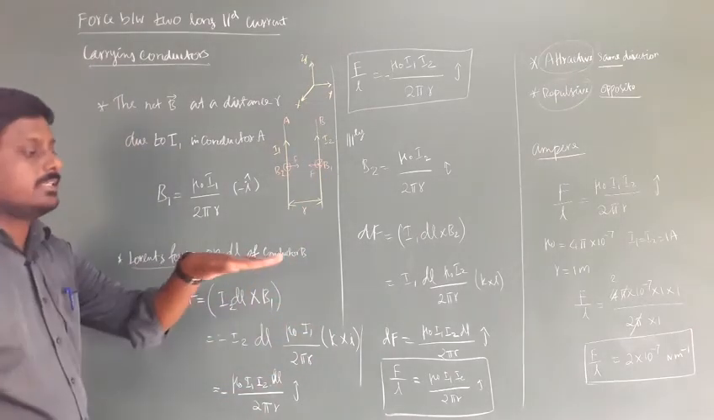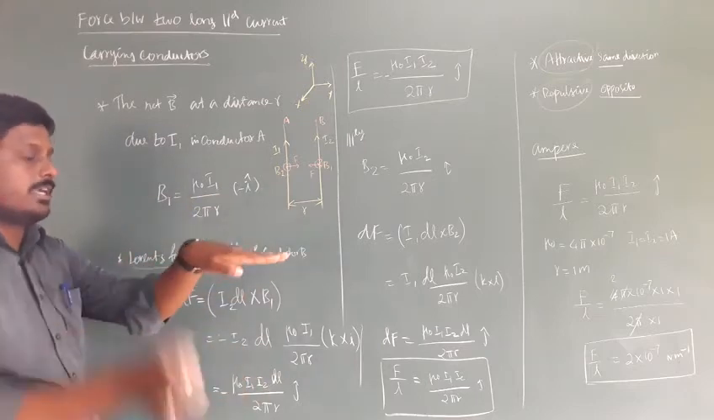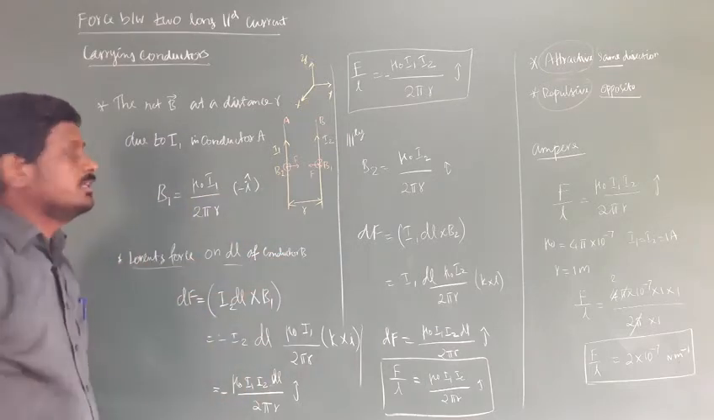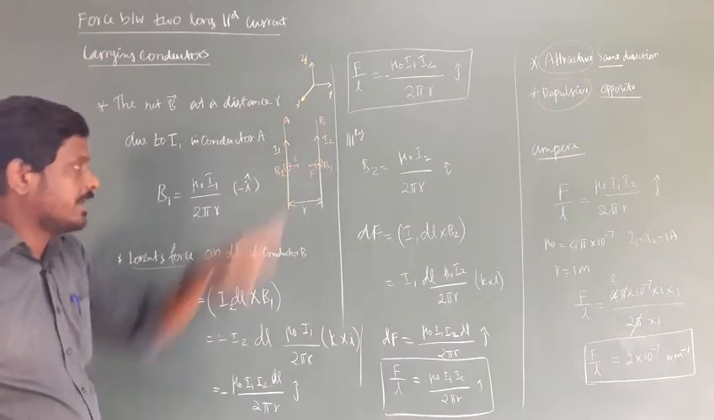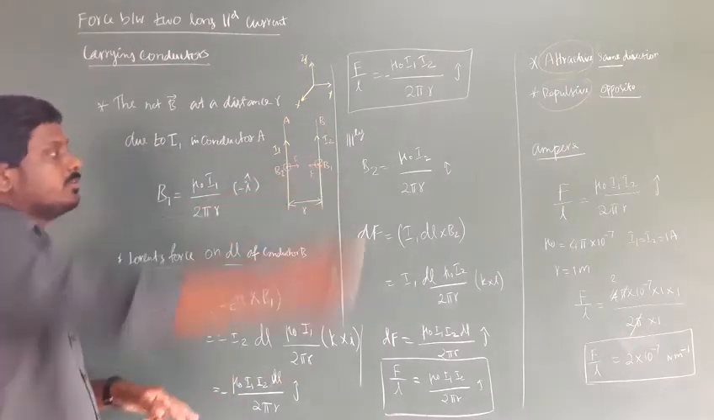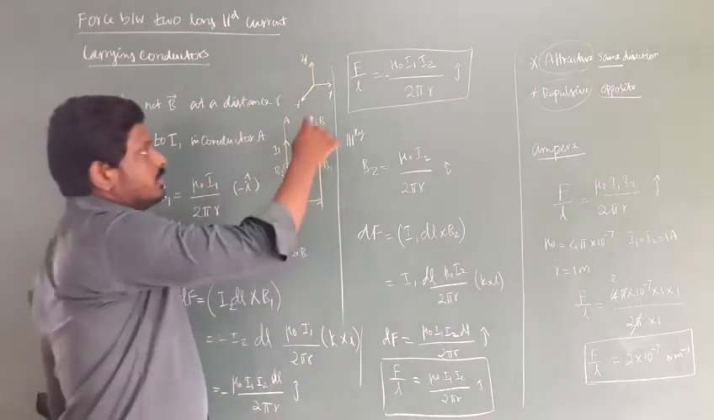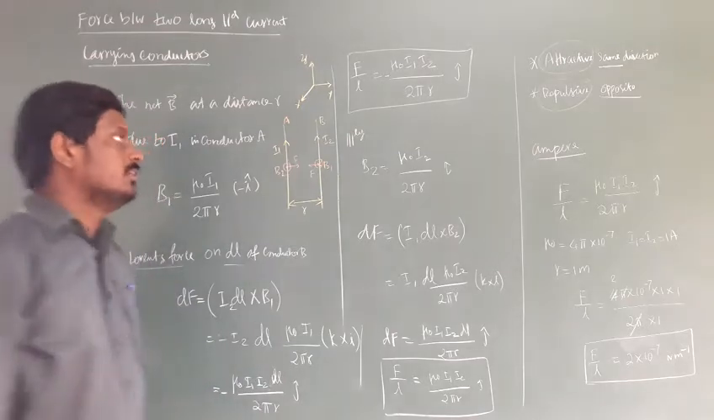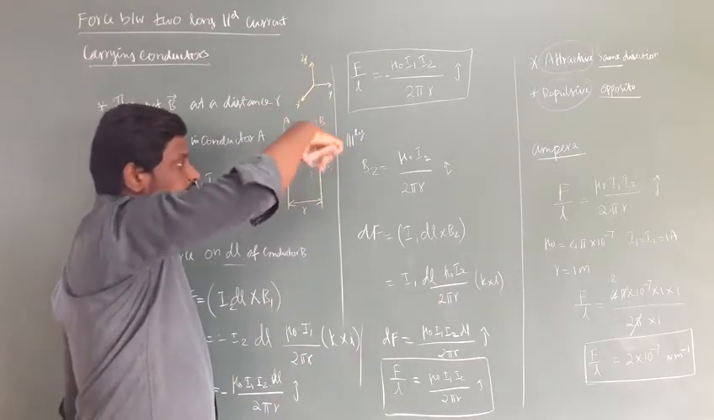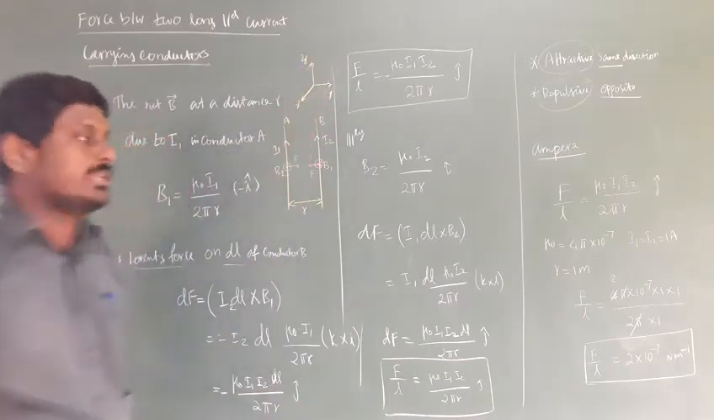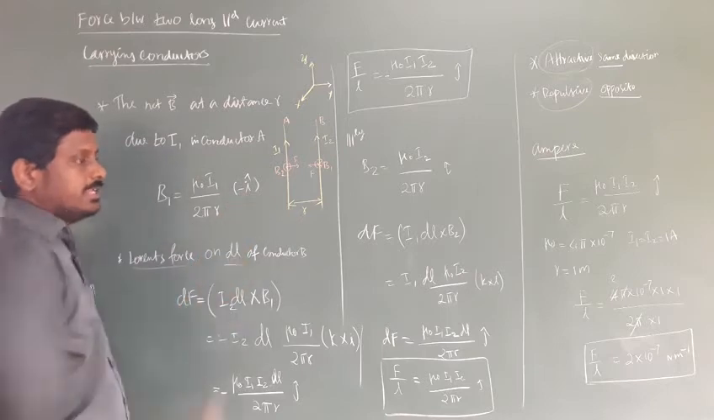When current is flowing through a conductor, there is a magnetic field perpendicular to the conductor. So the magnetic field B1 at a distance R is, at this point, into the page. See the directions X, Y and Z. Z is the upward direction, and into the page is minus X, so minus I cap. So B1 equals mu 0 I1 by 2 pi R, minus I cap.